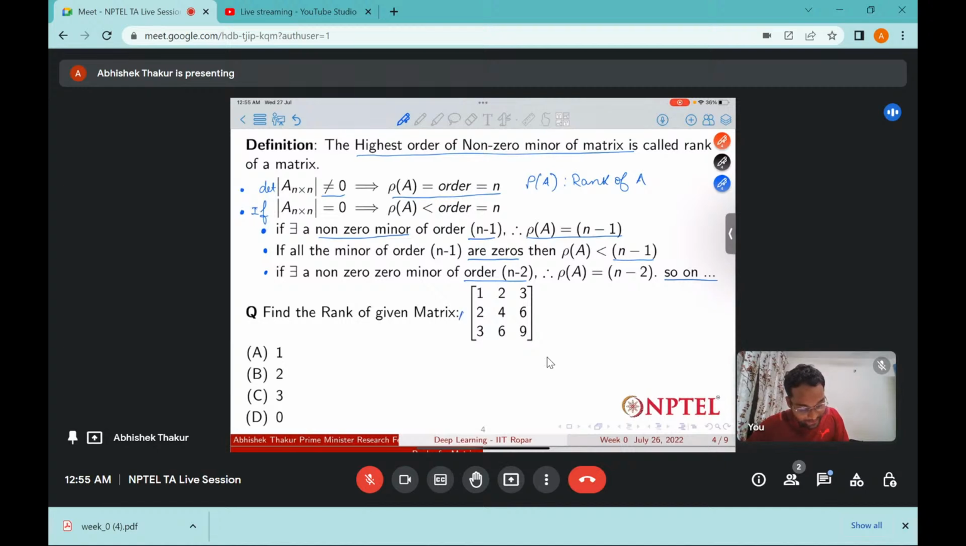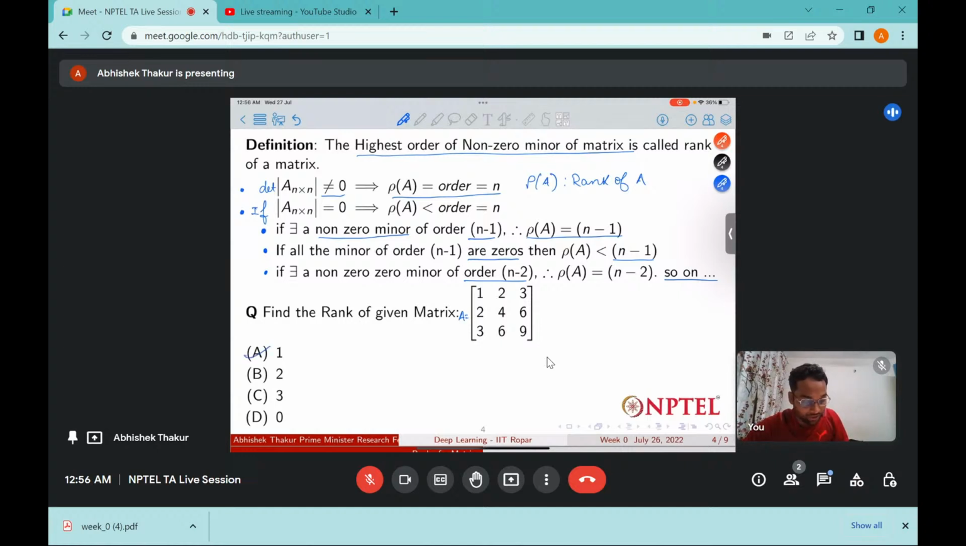Here our matrix A is given, that is 1 2 3, 2 4 6, 3 6 9. We can find the rank using the first definition also: row 2 and row 3 are dependent on row 1. So only one row is independent. So option A will be correct. But now we will find the rank using the second definition.